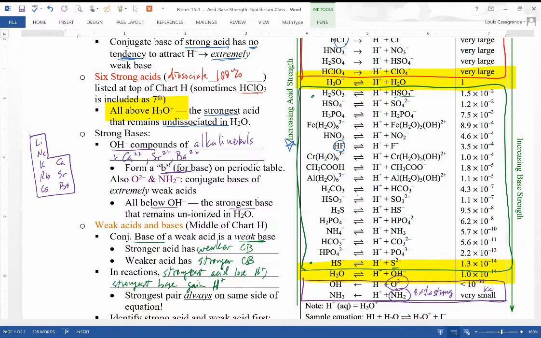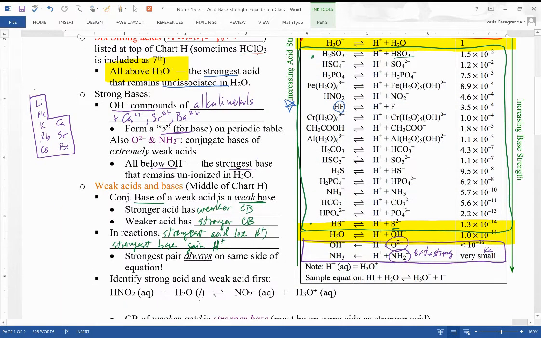Because of the way this table works, when you pair two things together, if you have something that's a stronger acid on one side, it's going to be a weaker base on the other side. And so it always turns out that the strongest pair is always on the same side of the equation. Now, the easiest way to do this is to compare acid strength.